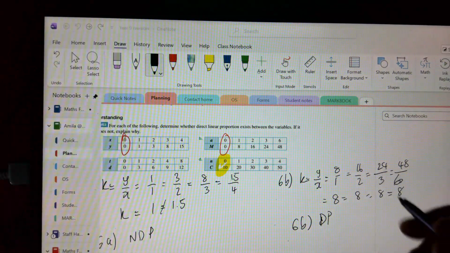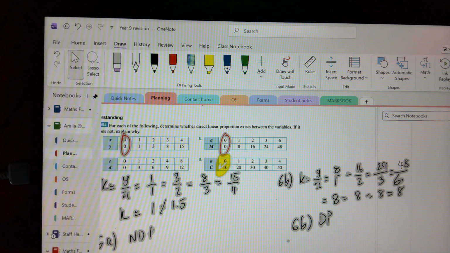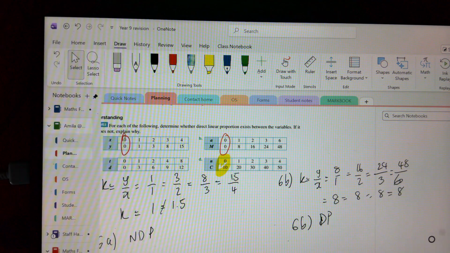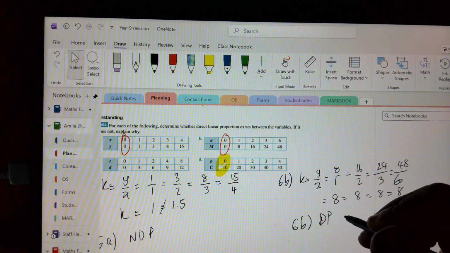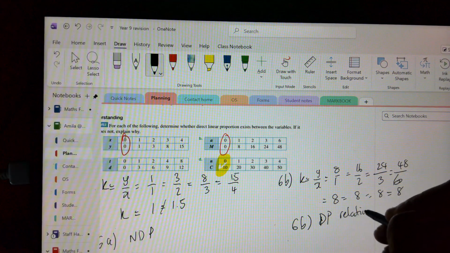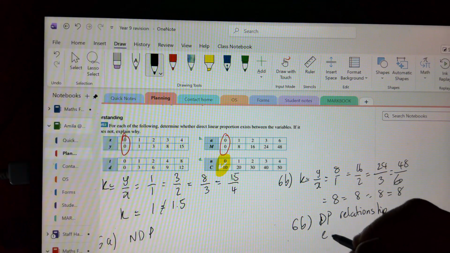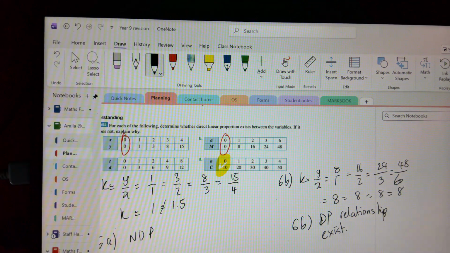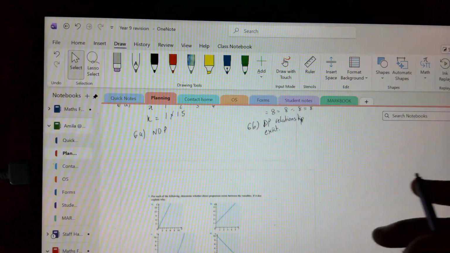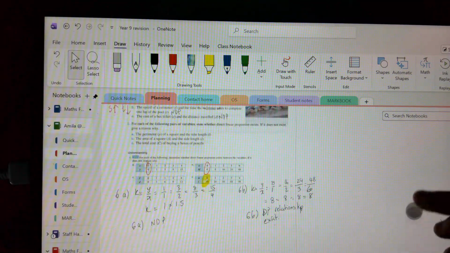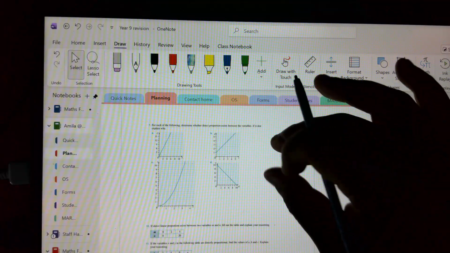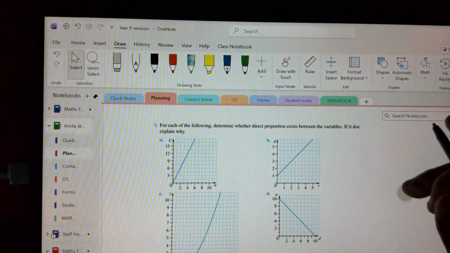I know that a direct proportion relationship exists between the two variables. Apologize for how disjointed some of these are. It's hard to do it on the computer here like this.